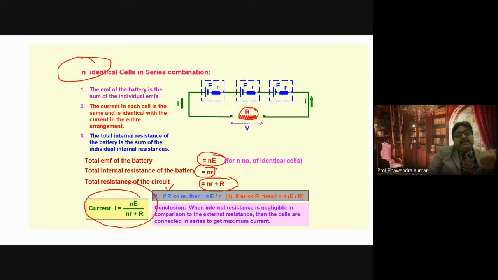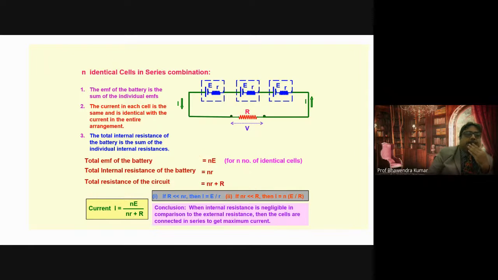If the external resistance is very low, then I will be E by r. And if the external resistance is very high, then I will be nE by R. The conclusion is that when internal resistance is negligible, then the cells are connected in series to get the maximum current. Okay, understood? Any problem?